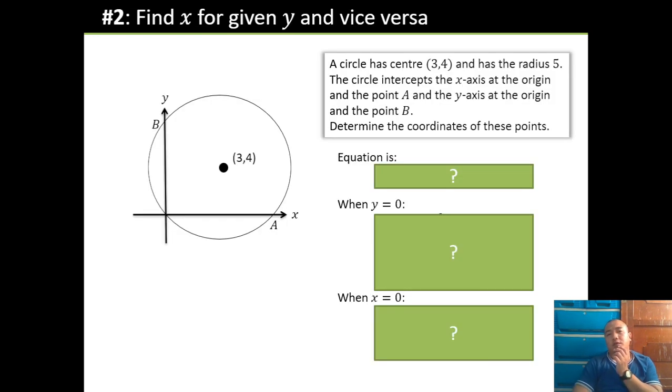Okay. Next, a circle has center 3, 4 and has radius 5. The circle intercepts the x-axis at the origin and the point A, and the y-axis at the origin and the point B.